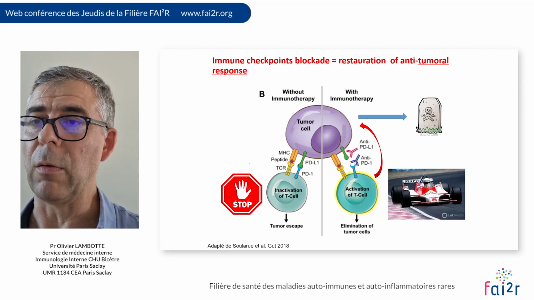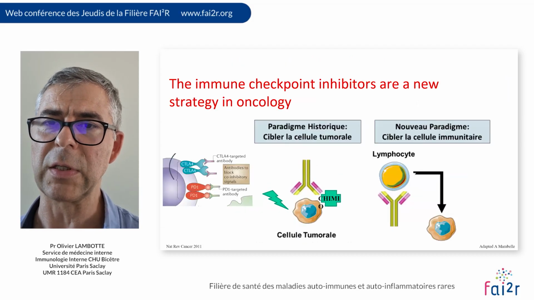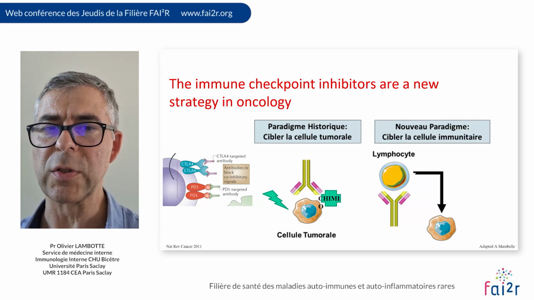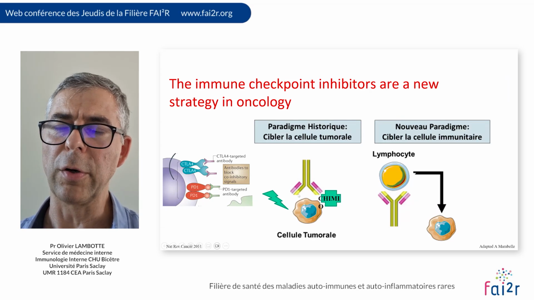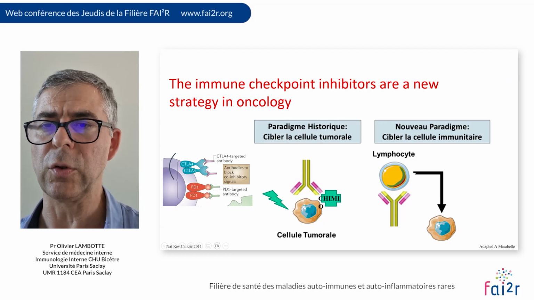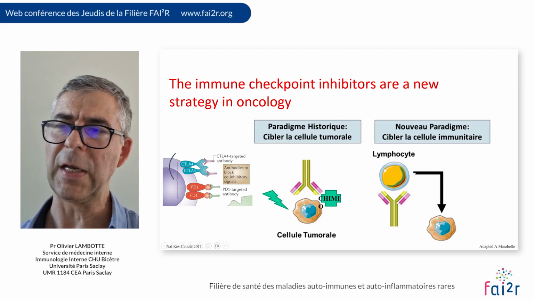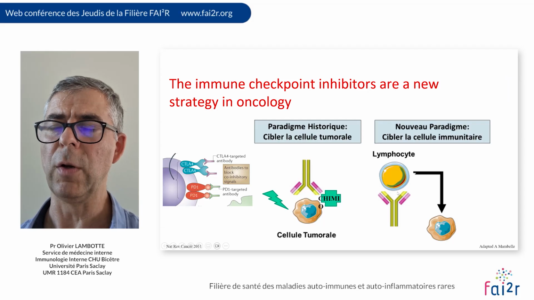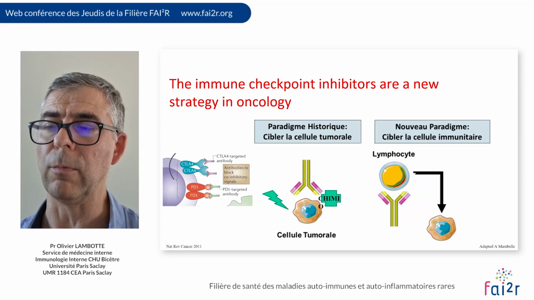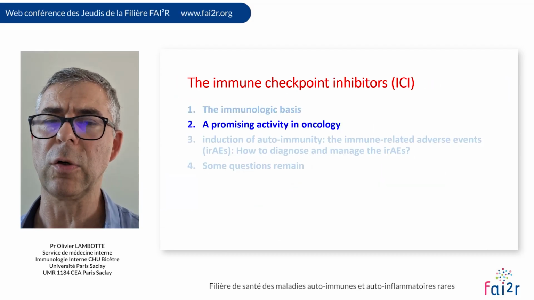So these mechanisms are very potent, and they have been tested in many types of cancer. Interestingly, the immune checkpoint inhibitors are clearly a new strategy. We have learned at the medical school that we can try to kill tumor cells using radiotherapy, chemotherapy, but with the immune checkpoint inhibitors now, you target your own immune system, and you give the ability to your immune system to do the job properly and by itself to kill the cancer cells. Clearly, we have a promising activity in oncology with these molecules.